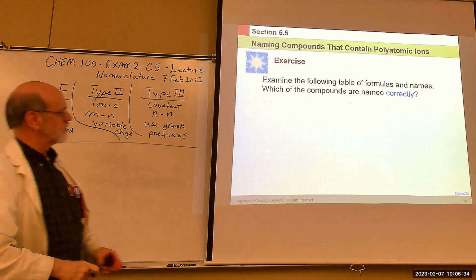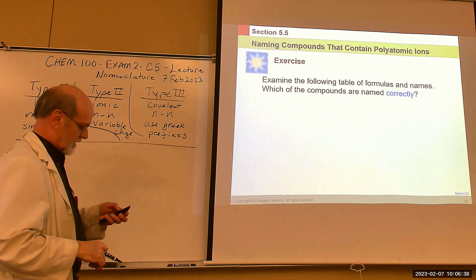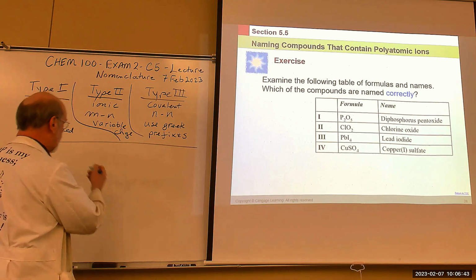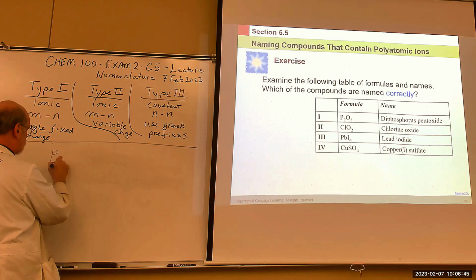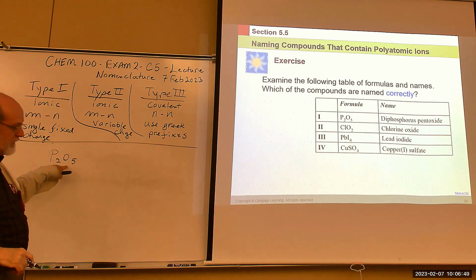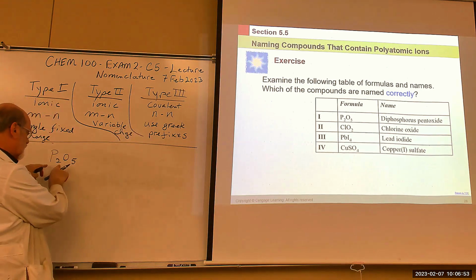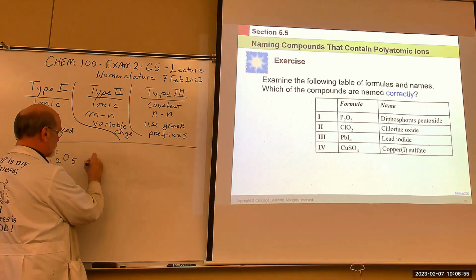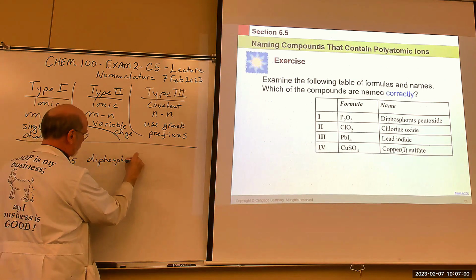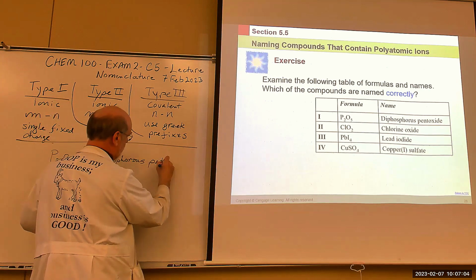Examine the following table of formulas and names. Which of the compounds are named correctly? Okay. Let's figure this one out. First one, P2O5. Is it named correctly? Well, it's a non-metal. So we're using a type 3 convention. So we have to say 2 phosphoruses, diphosphorus pentoxide.